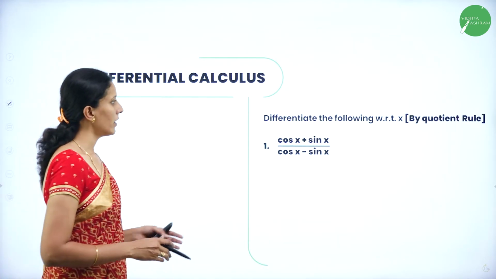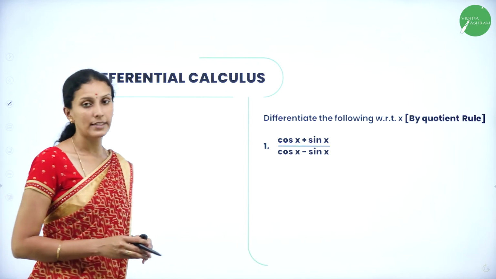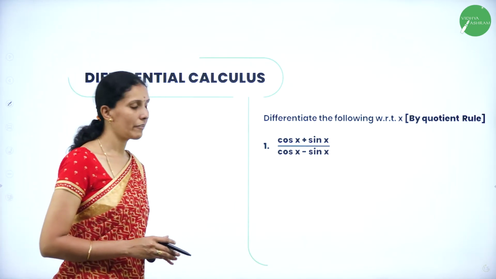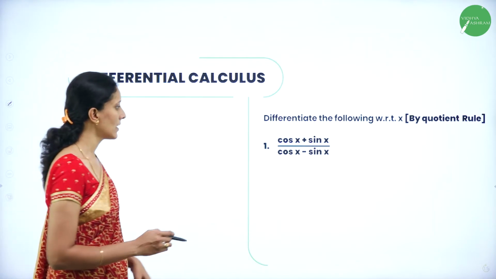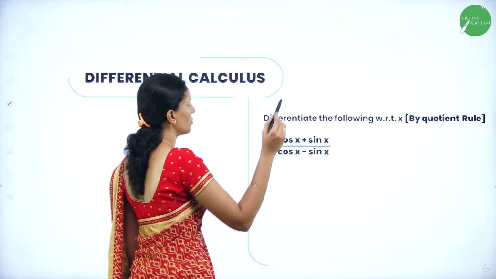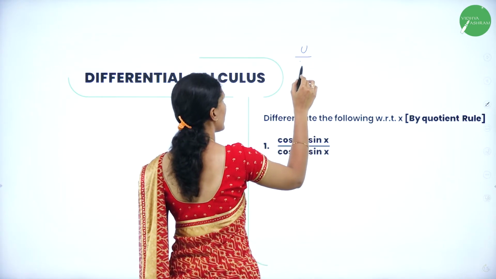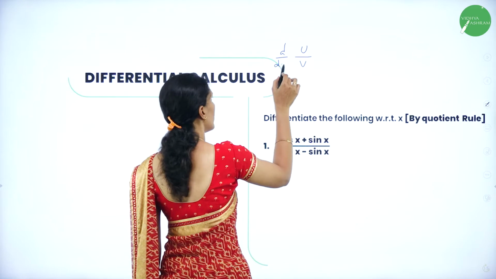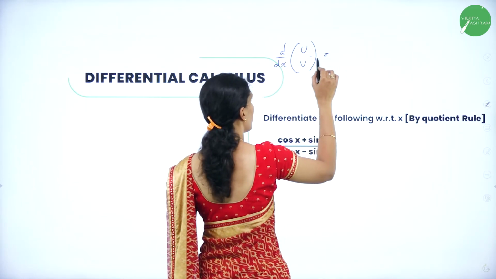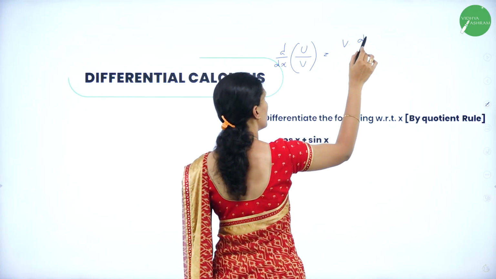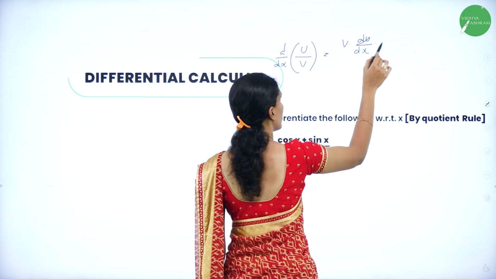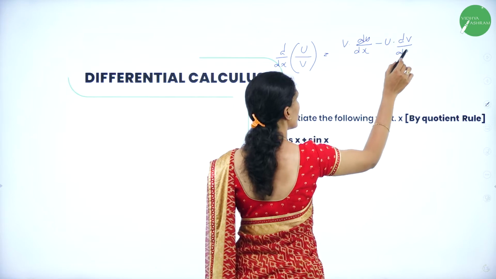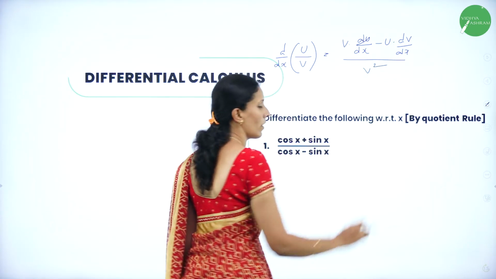Next we have differentiate the following with respect to x by quotient rule. So here we have cos x plus sin x divided by cos x minus sin x. So let me apply the quotient rule. What does my quotient rule says? When it is in the form of u by v, d by dx of u by v can be written as v into du by dx minus u into dv by dx divided by v square.